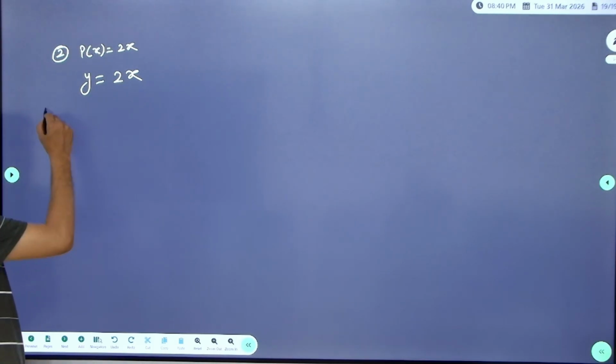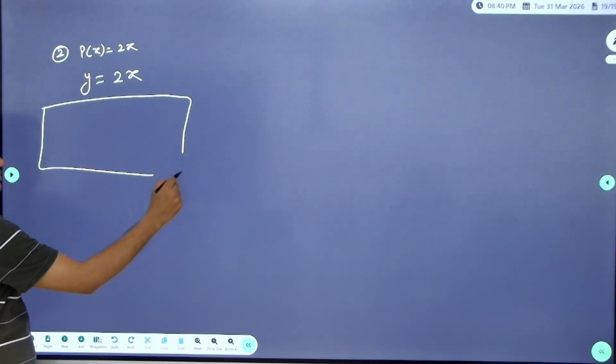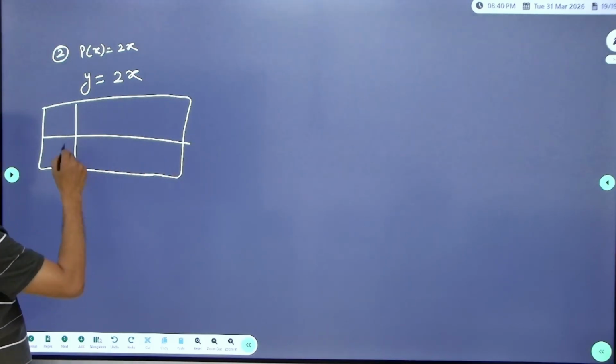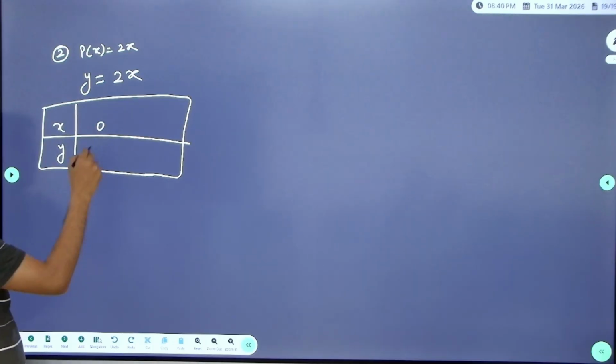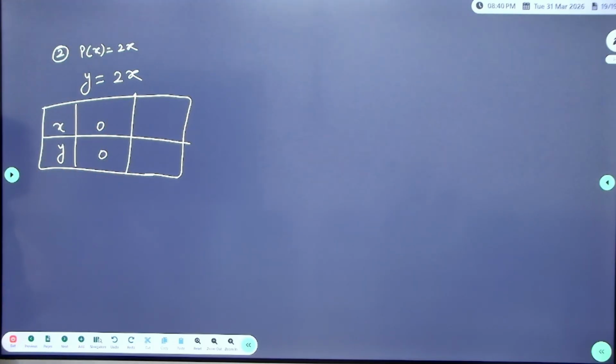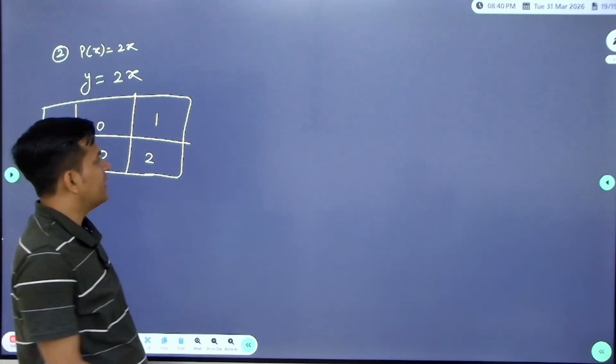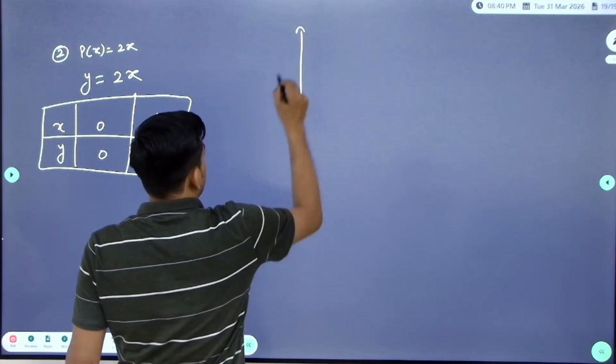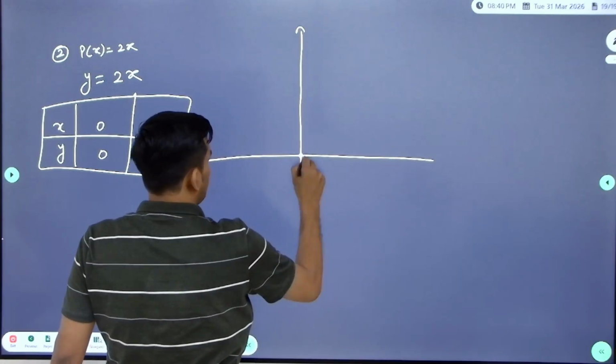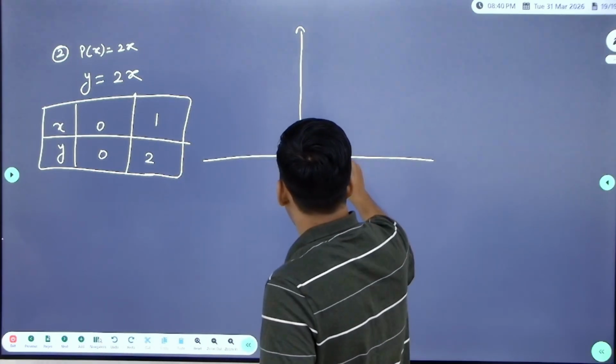Now prepare table. So x, y. So when you put x equal to 0, y is equal to 0. Then what we can take for the second point? You can take any point. You can take x equal to 1, you can take x equal to 2, anything. So when you take x equal to 1, y becomes 2, so the graph will be like this. It is passing through 0, comma 0, one more point 1, comma 2.